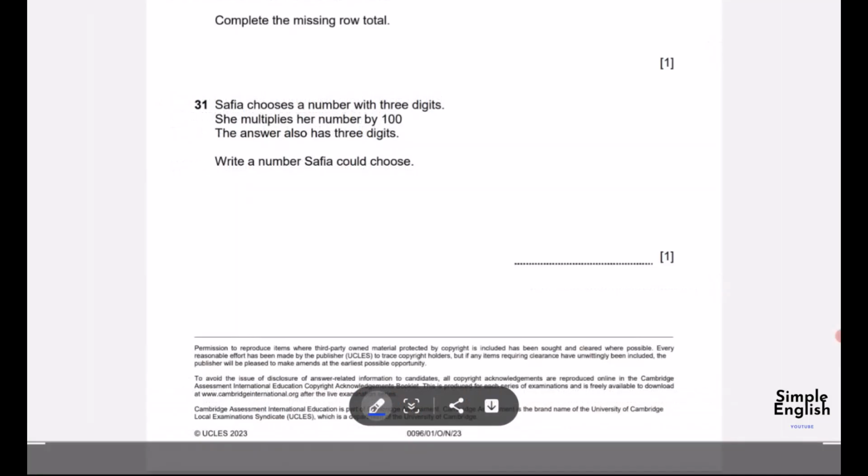The last one. Safia chooses a number with 3 digits. She multiplies her number by 100. The answer also has 3 digits. Write a number Safia could choose. Okay, when you multiply a number by 100 and the answer has the same number of digits, it means that it must be a decimal number. You can write any decimal number, for example 1.11. Just times 100, so we have 3 digits. Yeah, you can choose any decimal number. Thanks for watching.